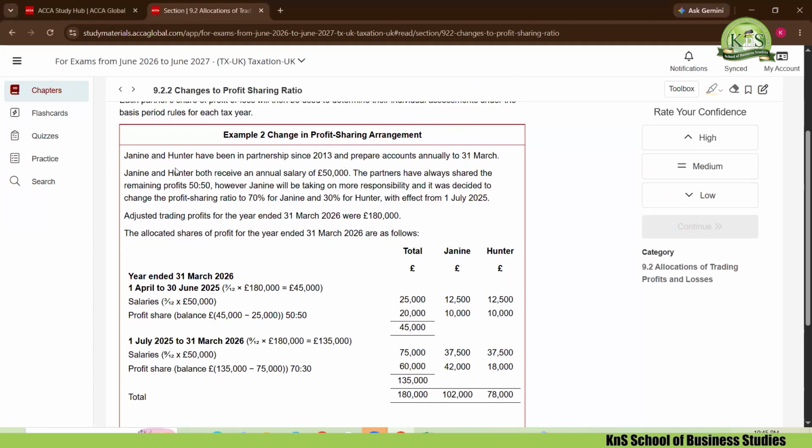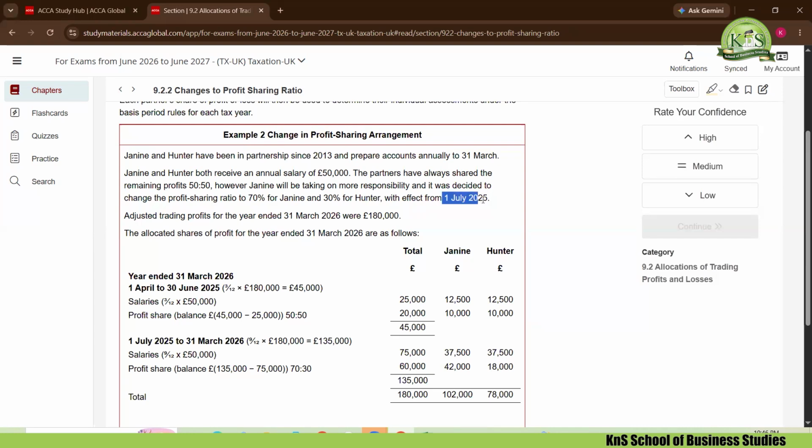Janet and Hunter have been in partnership since 2013 and prepare accounts annually to 31st March. Janet and Hunter both receive an annual salary of 50,000. Partners have always shared the remaining profits 50-50, like half. However, Janet will be taking on more responsibility and it was decided to change the PSR to 70-30 with effect from 1st July.